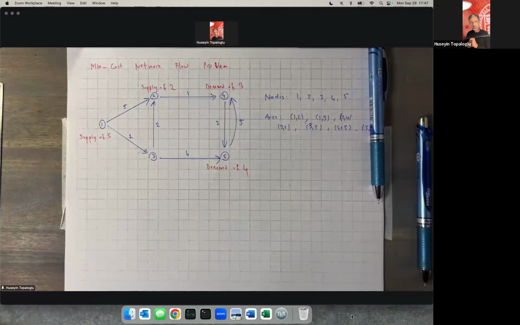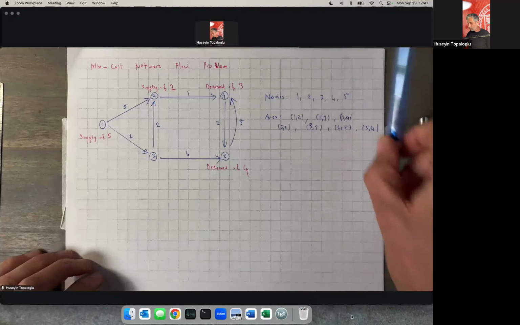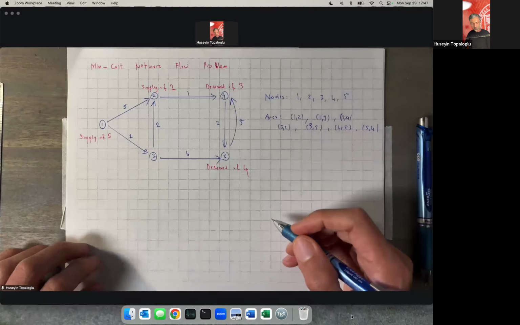And in the mean cost network flow problem, I'm trying to figure out how to ship the supply at my supply nodes to satisfy the demand at the demand nodes, such that I don't violate the supply availability at supply nodes. I satisfy the demands at the demand nodes, and in such a way that the total cost of the shipments is going to be as small as possible. So this is the problem that we would like to formulate as a linear program, and this is the problem that is called the mean cost network flow problem.